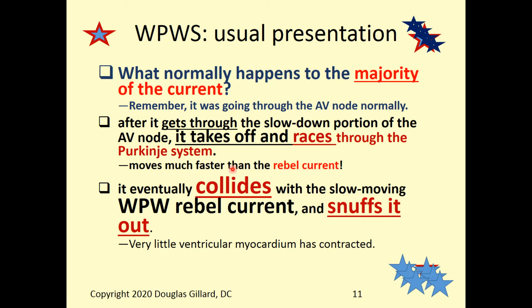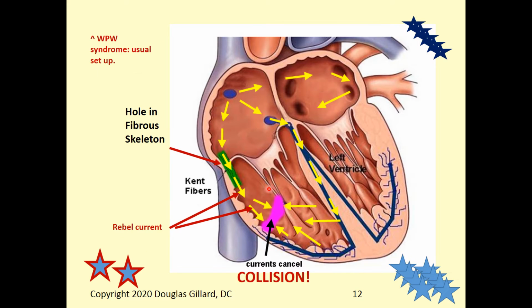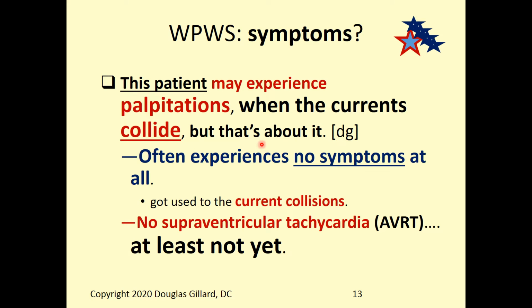Okay, and we said this already. What happens to the majority of the current? Well, everything I said. It got slowed up in the AV node, but then it's off to the races as normal. There's a collision. The rebel current is snuffed out. Already said that, right? We already looked at that. So what are the symptoms? Patients may experience palpitations. They may not. They probably don't. There's no other symptoms except for that.